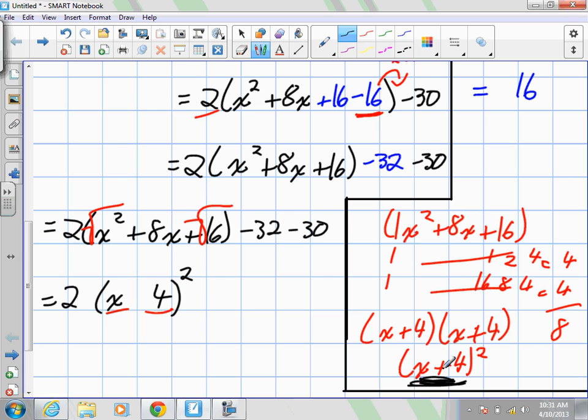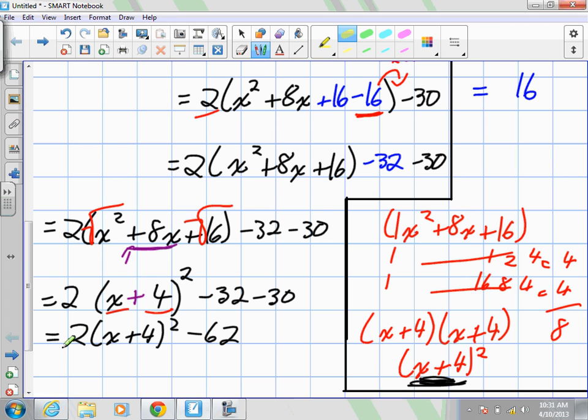And the operation in between completely depends on our b. If this is a positive value, then we bring down a positive value. Had it been negative, we would have brought down a negative value. And the very last step to this is we simplify those 2 last terms. So we have 2 times x plus 4 squared minus 62. We've now turned standard form into our vertex form.